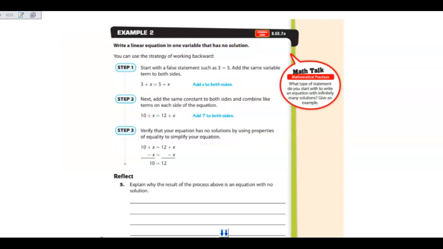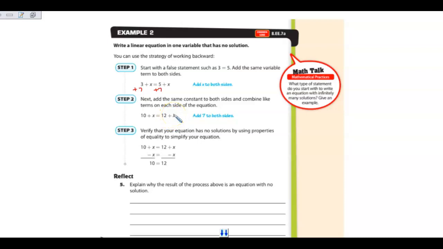Sometimes they ask us to write a linear equation in one variable that has no solution. And the only information they give you is a false statement where it says 3 equals 5. Now, we could add the same variable to each side. So say we add x. So we have 3 plus x equals 5 plus x. Then we can add the same constant to both sides and combine like terms. So let's say we add 7. So we're going to take 3 plus 7 and 5 plus 7. And that's going to give us 10 plus x equals 12 plus x.